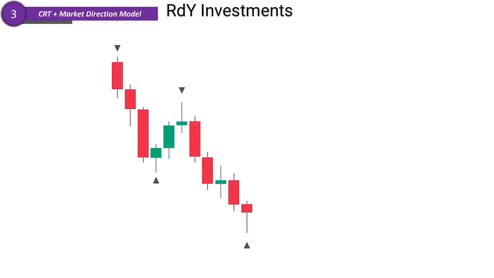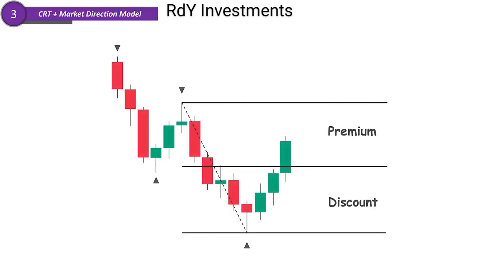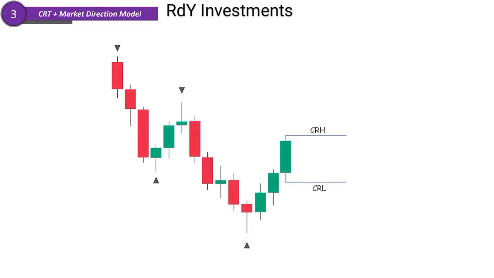This time, we're adding the concept of the premium and discount. In this case, the market is in a downtrend. We don't want to jump in right away. Instead, we wait for a correction to pull the price back up into a premium zone, which gives us a better entry and increases the chance of a successful trade. Once price enters this premium area, we apply the CRT model. But this time, we only focus on bullish candles within the correction.